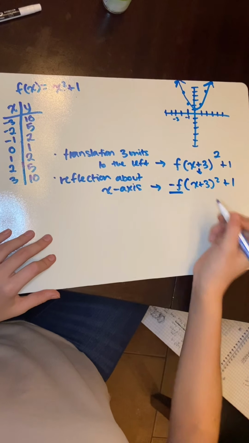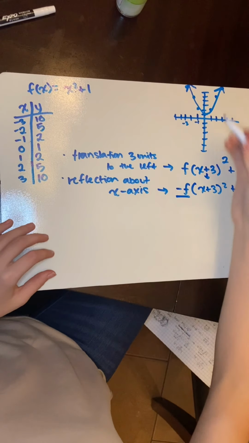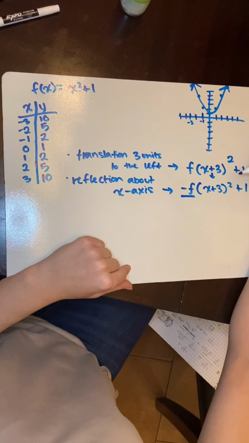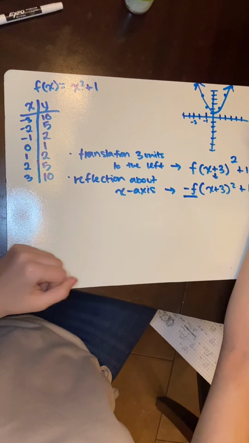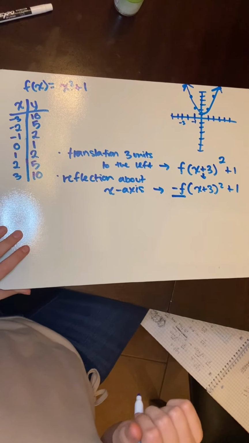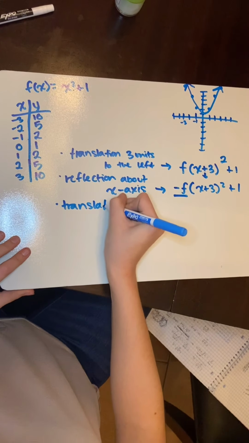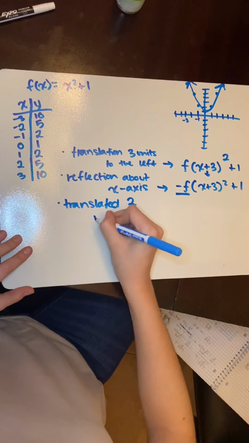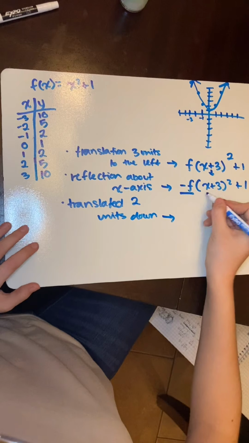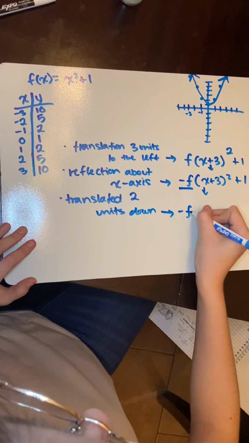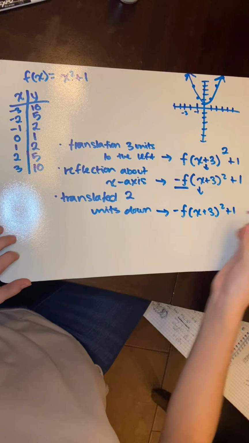So the only thing that changes is the negative f, which gives us the fact that this is going to flip to the negative side. So instead of going up, it's going to be going down, and your minimum is going to turn to your maximum point. It's also telling us that it will be translated 2 units down, so let's bring down everything we got from here. So it's negative f(x + 3) squared plus 1.